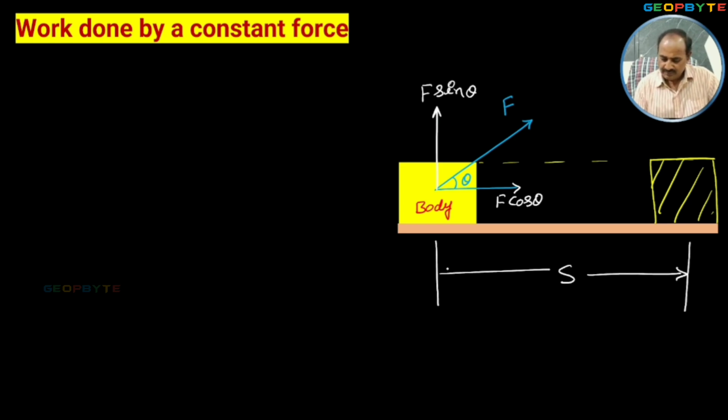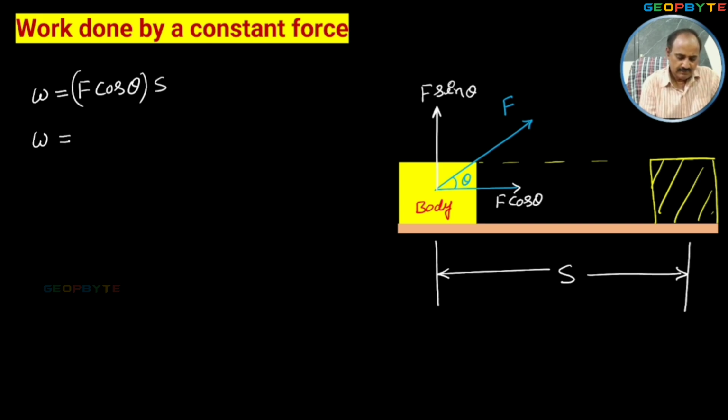Then according to physics, work is equal to the component of force causing the displacement, that is F cos theta multiplied by the displacement S, which can also be written as work equal to F S cos theta. That can also be written as work equal to F bar dot S bar.